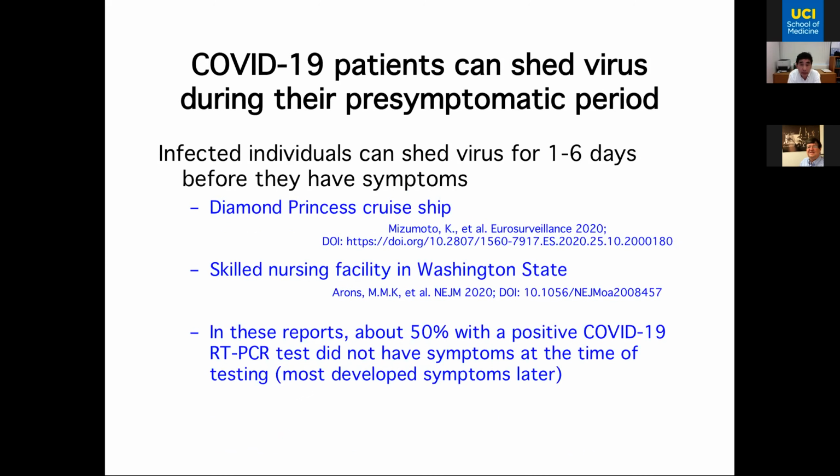We know that now that other data showing that individuals can shed virus before they have symptoms, we now call this the presymptomatic period. And so individuals can shed virus for 1 to 6 days before they have symptoms. We know this from particular groups who were in enclosed space. So one was the Diamond Princess cruise ship, and also a nursing facility in Washington State. And in these cases, about 50% of individuals had a positive test without symptoms at the time, although most developed symptoms later.